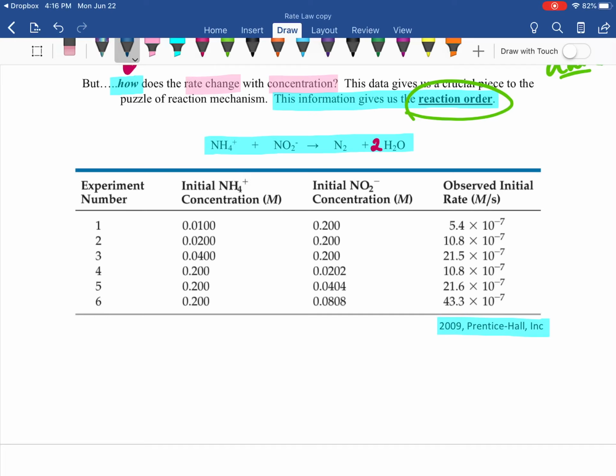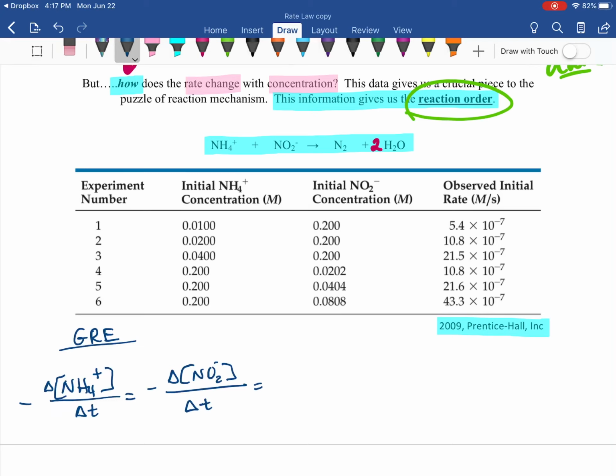Okay. So as we're writing this out, our general rate expression is going to be that ammonium ion. It is going to change over time. And we have just 1 mole. It's going to disappear. That NO2 is going to disappear over time. Our N2 is going to appear over time. And our water is going to appear over time.